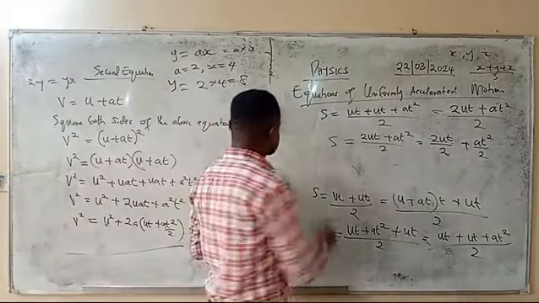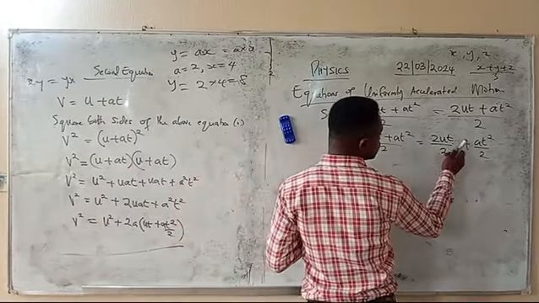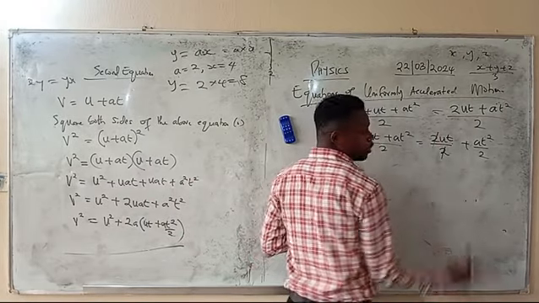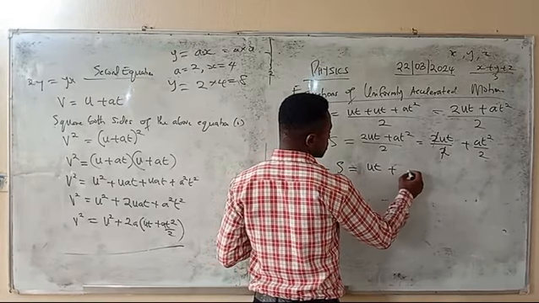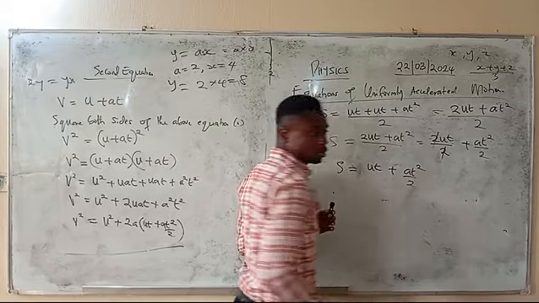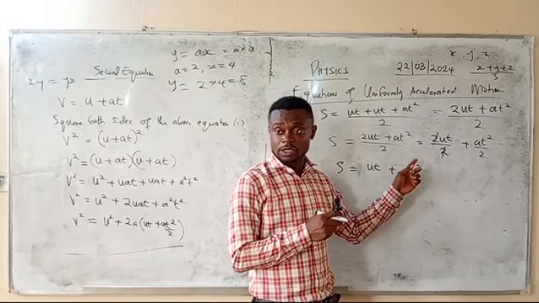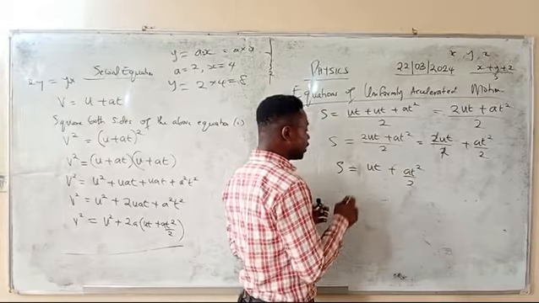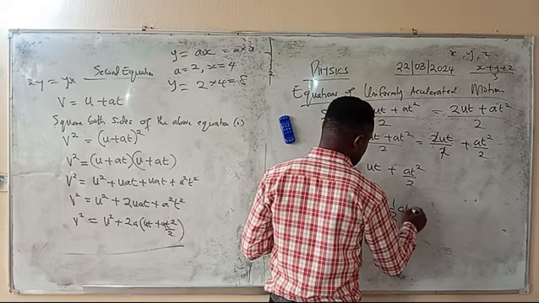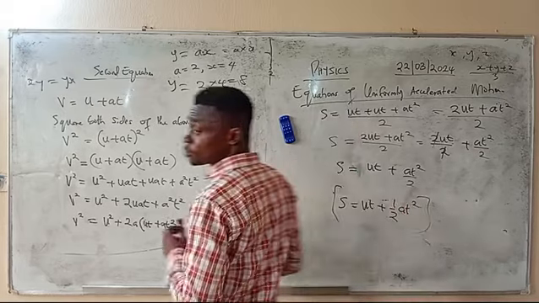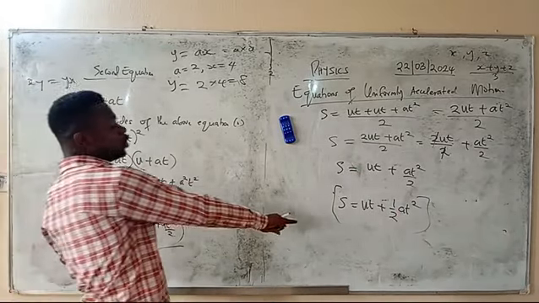Good. So if that is the case now, these two will cancel. These two cannot cancel anything, right? True or false? So we have that S is equal to Ut plus At squared over 2. Hope you know that this over 2 is the same as half of At squared. So if you write it well, you have that S is equal to Ut plus half At squared. This is the second equation of motion.